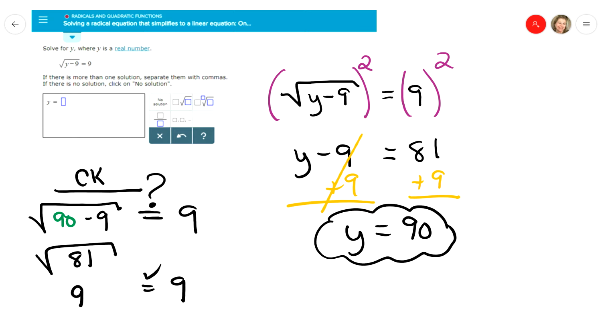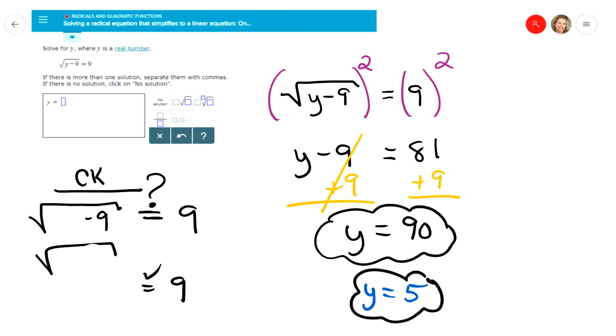However, sometimes you'll get an answer over here that doesn't check. If I actually got a number smaller than 9, like, let me erase this here. Like, let's say we solved this over here and we got y was equal to 5. And I put 5 in here. 5 minus 9 is negative 4. And right there I run into a problem.